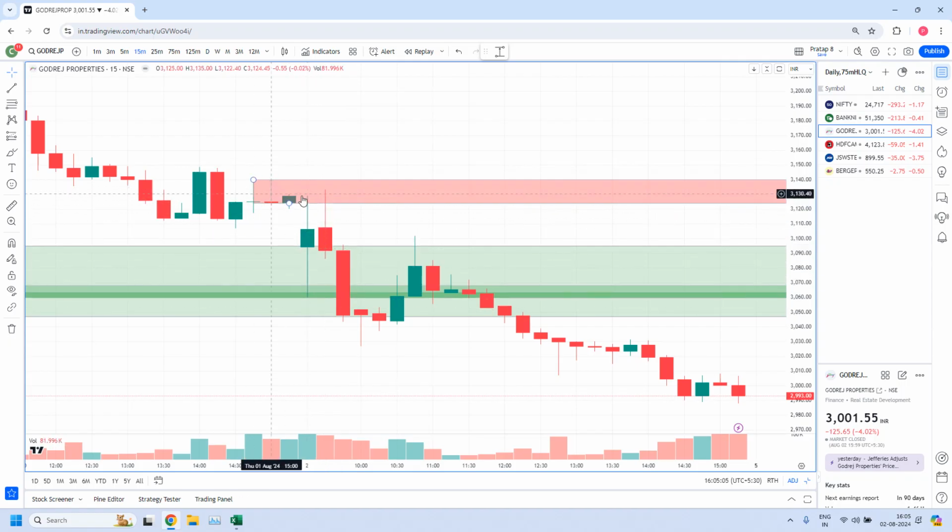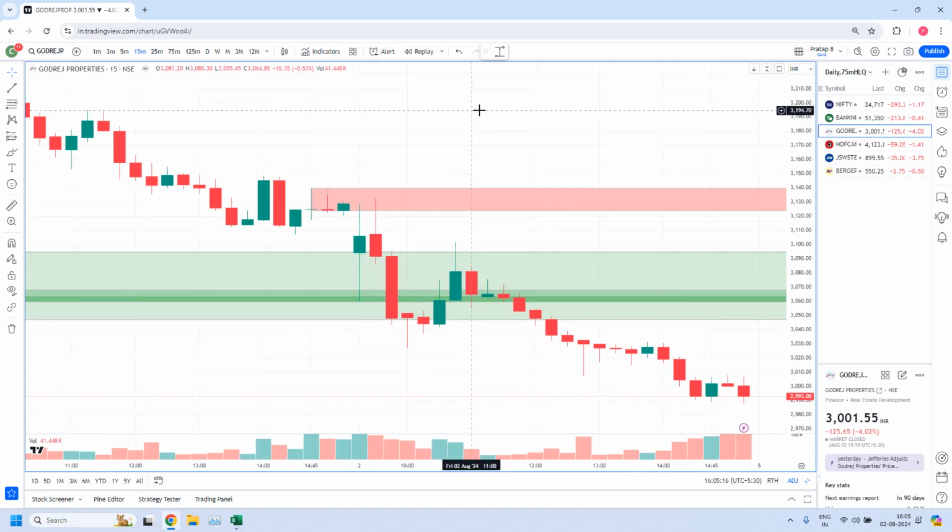But anyway, this is from the target point of view, not from the entry point of view. After that, again from here it came down from this zone. This zone is violated, that is a different story. But we got a trade. And it reached the 15 minutes target.